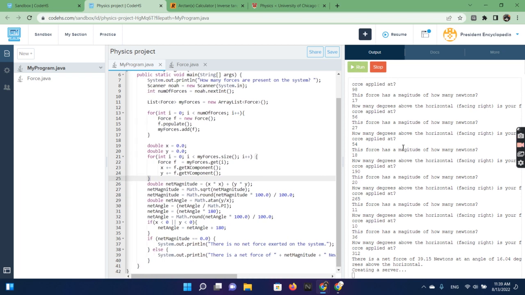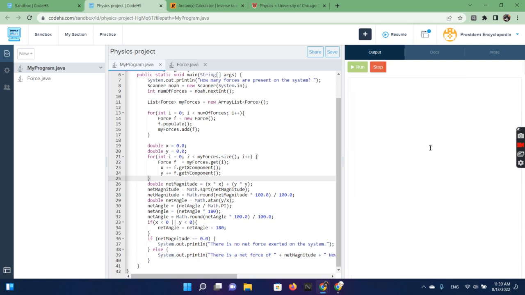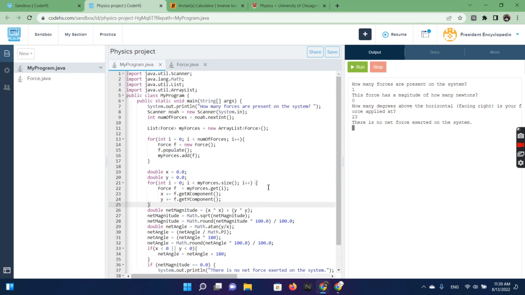So you can even, if you run it, hold on, this might take a while. Okay, if you say there's one force, it is 0 newtons at 23 degrees. It will say there's no net force exerted on the system, because otherwise it was a little bit buggy. But yeah, so this was my net force calculator project for AP Physics 1. Thank you.